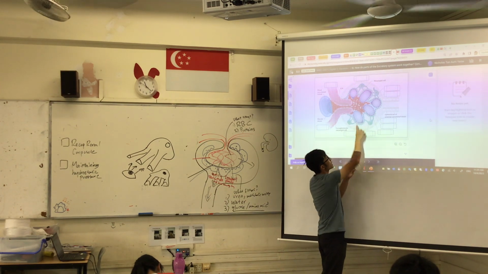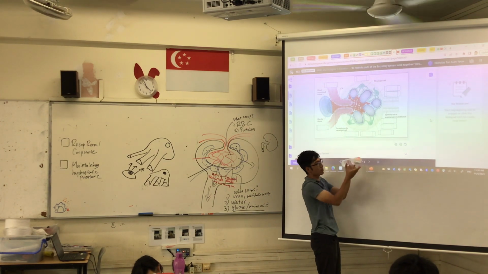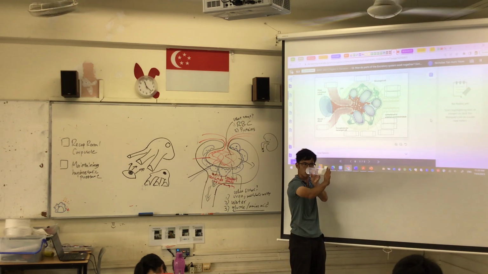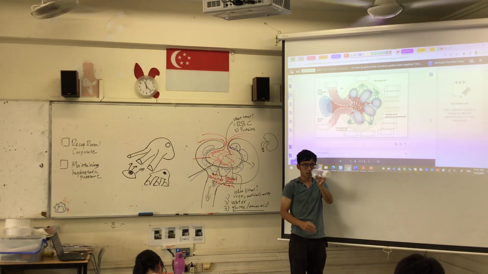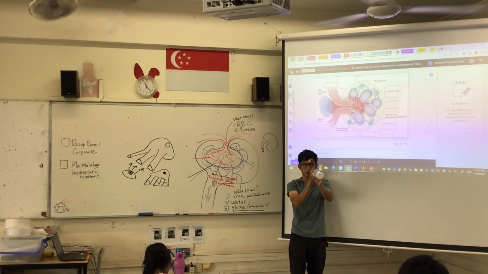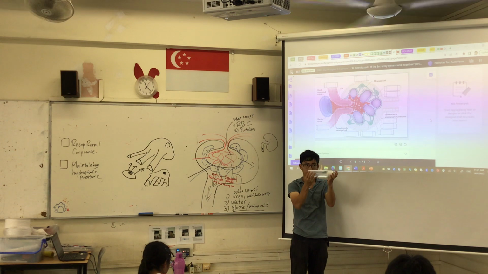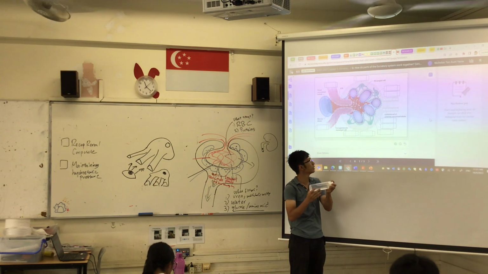Some of these capillaries look a bit longer. That's because I'm looking at it from a slightly slanted perspective. So it looks like you're looking at something rather long. But if you look at it head-on, then you look rather round. But if you look at it from the side view, the capillary is very long.